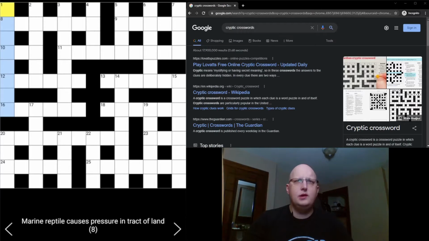Marine reptile. What are marine reptiles? Iguana? Tortugas are marine reptiles. Godzilla is a marine reptile. Causes pressure in tract of land. I'm not sure which of those is the definition. If we can crack this one, that would get us a lot of words. Well, let's try some of these horizontal clues and then see if any of them give us some answers.